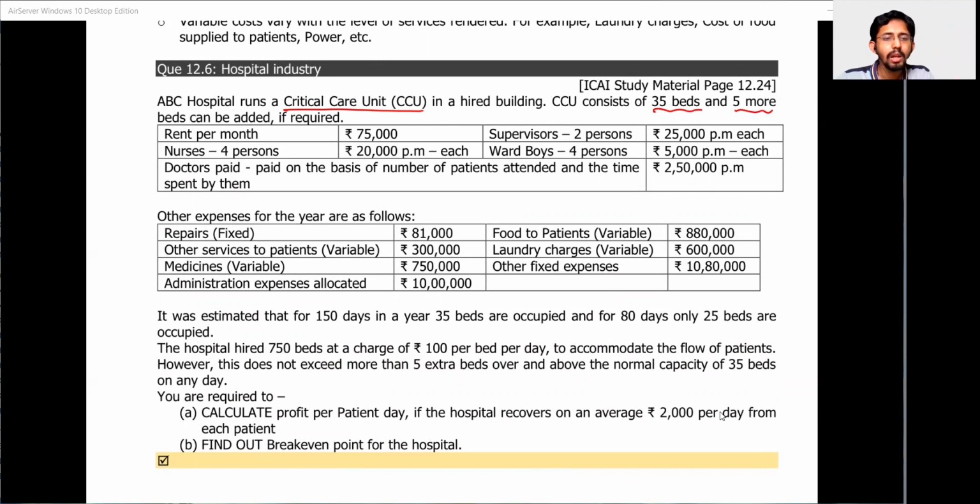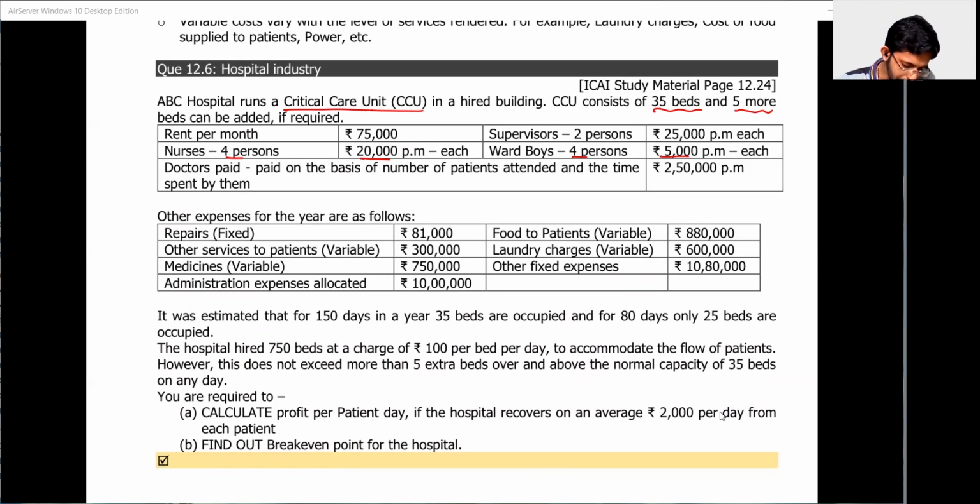Okay, now one is the rent per month. What is the rent per month for the CCU? It is 75,000. Then you have the supervisor salary. Okay, 2 persons have to be employed as supervisors, and each supervisor has to be paid 25,000 per month. The nurses, 4 persons, 20,000 per month each. Okay, then next you have the ward boys. Ward boys, you need 4 persons, and each one will be paid 5,000 per month.